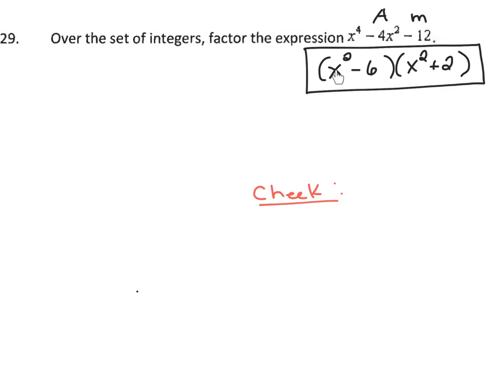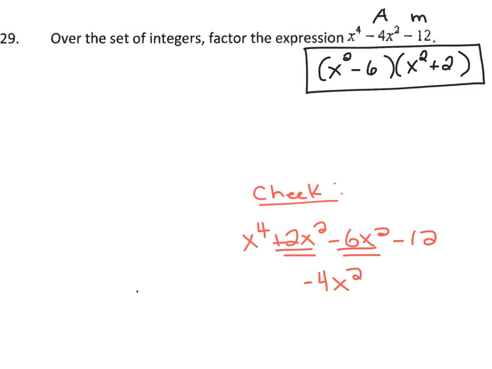So again, x squared times x squared is x to the 4th. X squared times 2 would be 2x squared. Negative 6 times x squared would be negative 6x squared. And negative 6 times 2 is negative 12. And when we combine these like terms right here, they combine to give us a negative 4x squared. And I'll bring down my first term and bring down my last term. And look, this checks out. This says the same thing as our original statement.